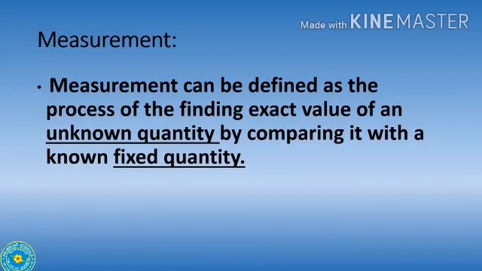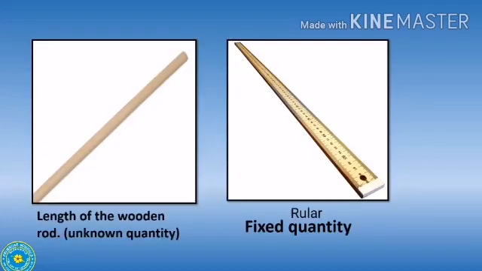What actually is a measurement? Measurement can be defined as the process of finding the exact value of an unknown quantity by comparing it with a known fixed quantity. For example, you have a rod whose length should be measured. So here the length of the wooden rod is an unknown quantity because you have to measure it. So how will you measure? Yes, you need a fixed quantity. So here the ruler is a fixed quantity. With the help of a fixed quantity, you can measure the unknown quantity.